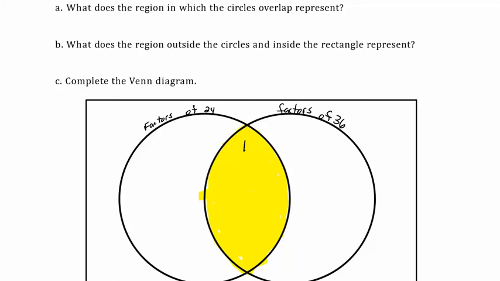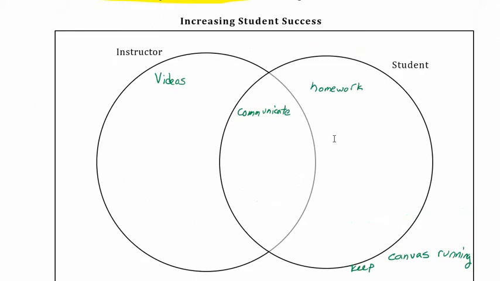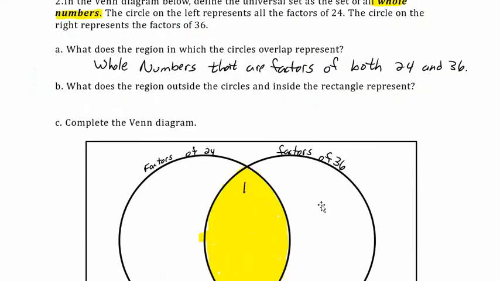So what does the region in which the circles overlap represent? Whole numbers, because remember the universal set was whole numbers. Whole numbers that are factors of both 24 and 36. Now, if I haven't made it clear already, you are writing down everything I'm writing down, and you're going to upload these notes, as well as write down stuff that we didn't get to, like the activity above where you're going to fill out more stuff for increasing student success, okay?